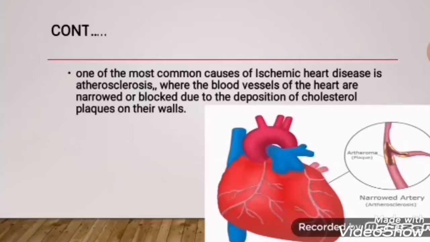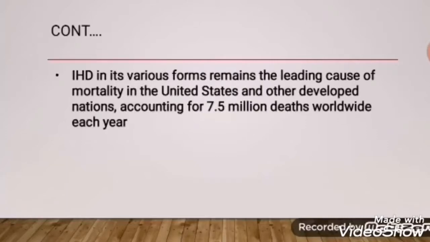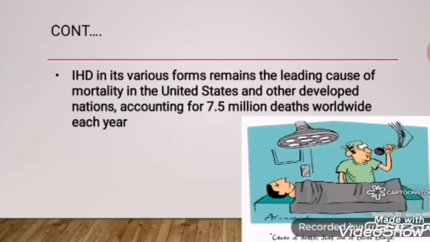Since cardiac myocytes generate energy almost entirely through mitochondrial oxidative phosphorylation, cardiac function is strictly dependent upon the continuous flow of oxygenated blood through the coronary arteries. Ischemic heart disease in its various forms remains the leading cause of death in the United States and other developed nations, accounting for 7.5 million deaths worldwide each year.